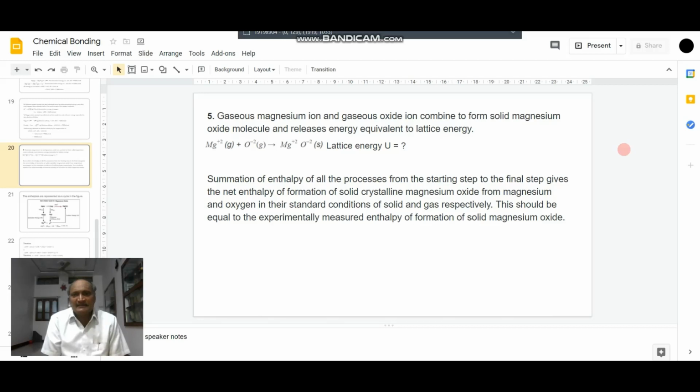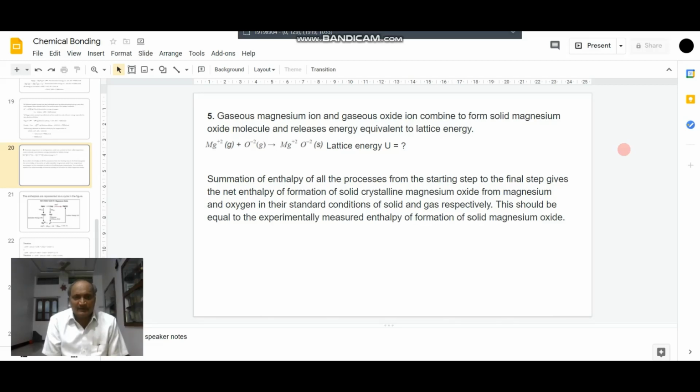So the energy released is equivalent to lattice energy, which can be represented as Mg+2, a magnesium ion in a gaseous state, combines with oxide ion in gaseous state to form a magnesium oxide in a solid state. Whatever energy is released is going to be called lattice energy, and it is to be calculated.